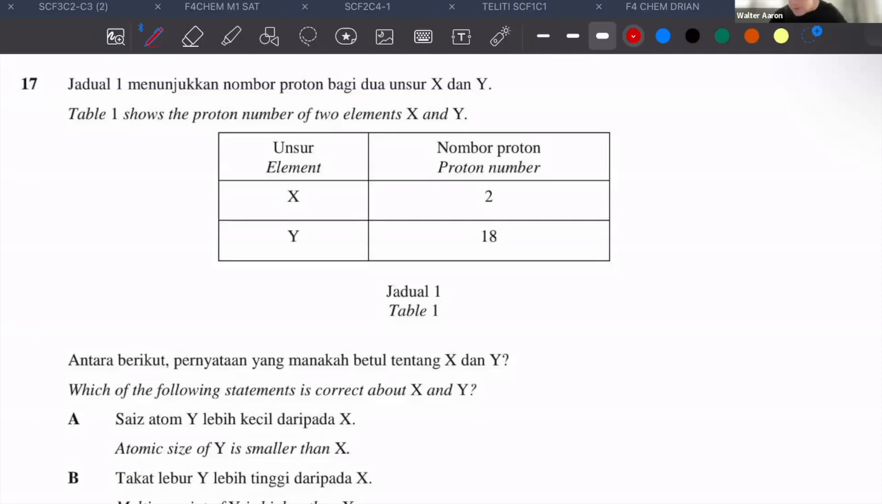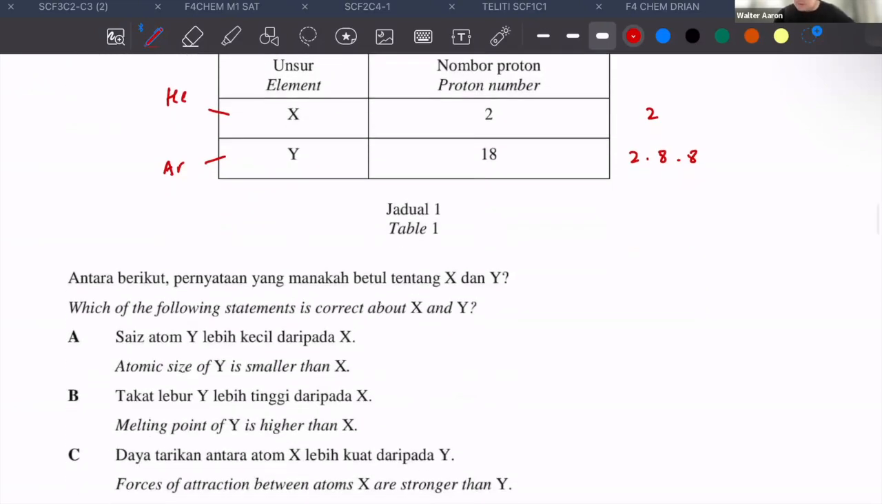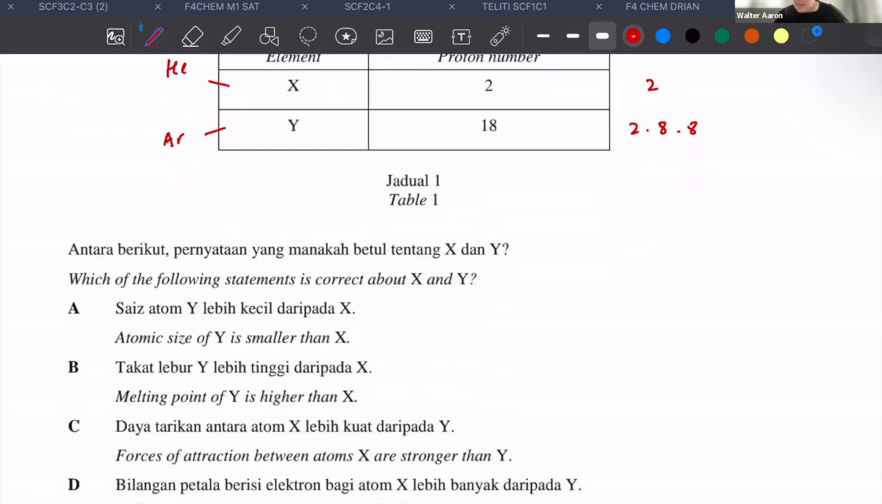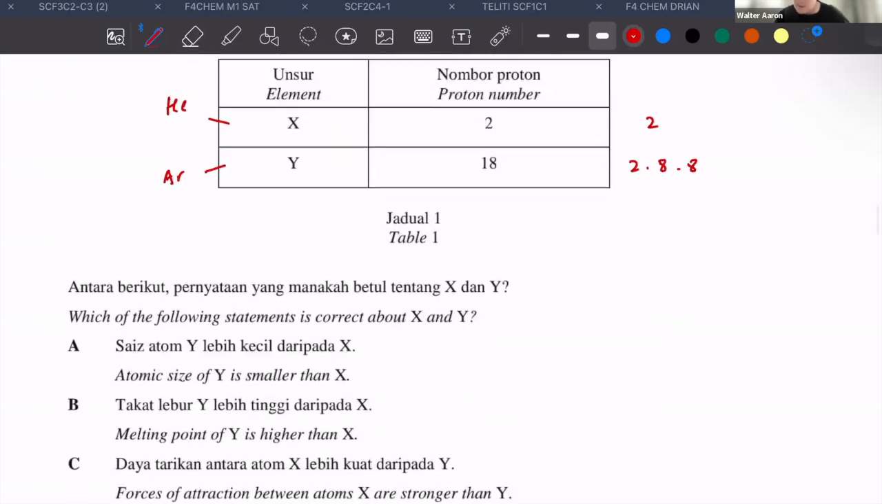The electron arrangement of X is just 2, which refers to helium. Y will be 2.8.8, which refers to argon. You have to determine the characteristics of these noble gases. Atomic size of Y is smaller than X. No, it's the other way around, so this is wrong. Definitely Y will be larger than X because it has more electron shells.